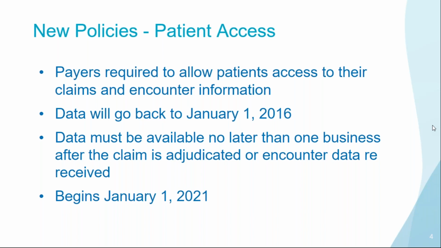And this one is a real surprise. It has to be available no later than 1 business day after the claim is adjudicated. So that's a pretty fast turnaround. Also, patients are going to know when you submit your claims, so that could be very impactful to some people. This new policy begins on January 1st of 2021. However, they're encouraging payers to go ahead and implement this earlier, so you might start hearing about it by the end of the year.